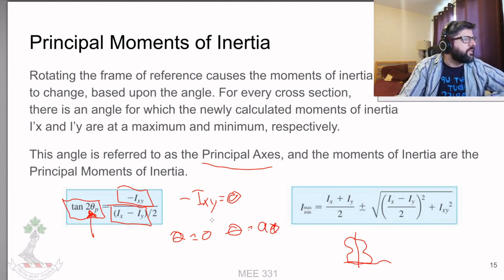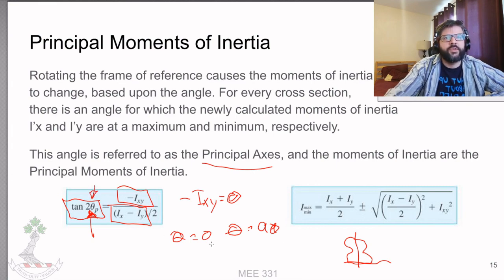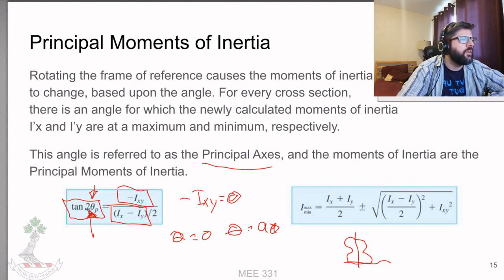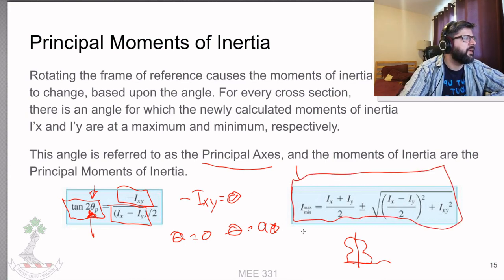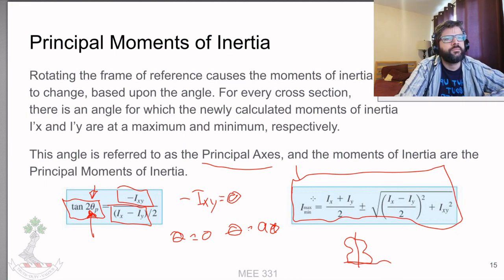This relationship here can be used to indicate what angle you need to rotate to, and then this will be used to actually calculate your maximums and minimums. And that is about it for the stuff you'll need to do calculations for relating to cross sections in this course.